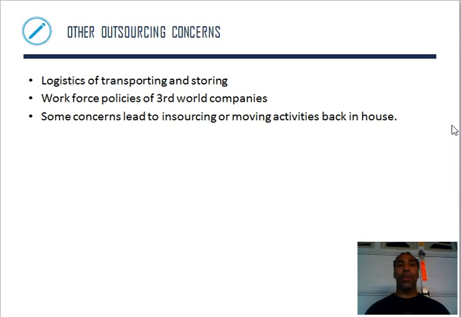What happens if the truck falls off the side of the freeway? Anything can happen. Workforce policies on third world companies.